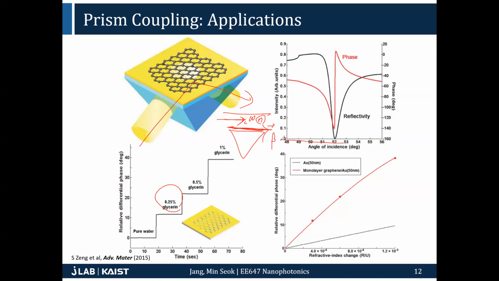So if you actually measure the reflectivity or phase of a reflected light as a function of incidence angle, then you can see it changes very, very sensitively depending on the index difference due to the inclusion of other molecules. So this is a kind of typical way of using surface plasmons for detecting molecules.